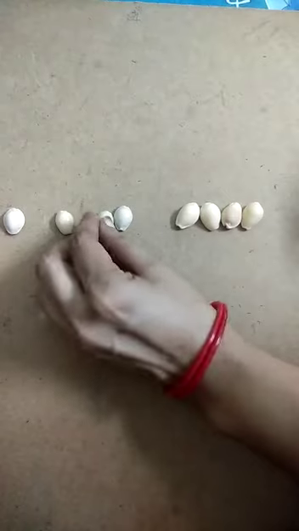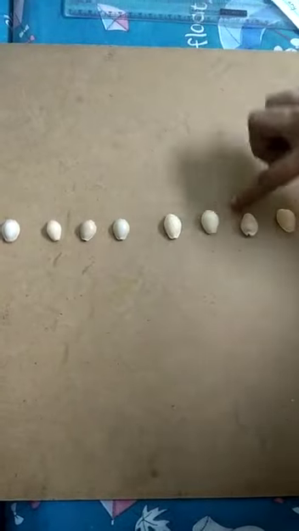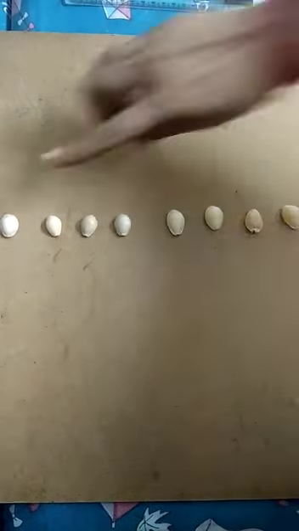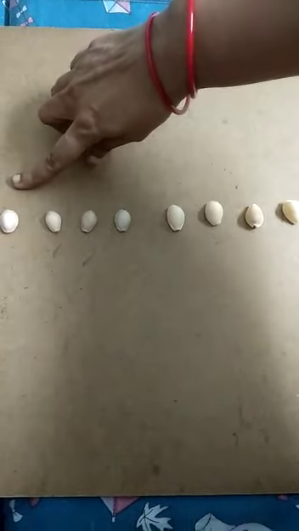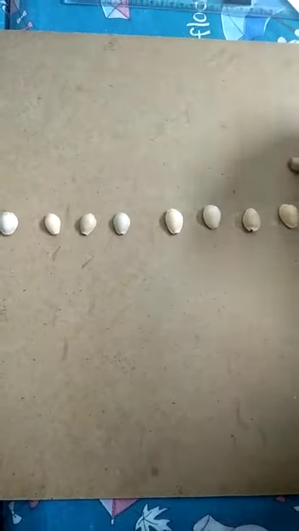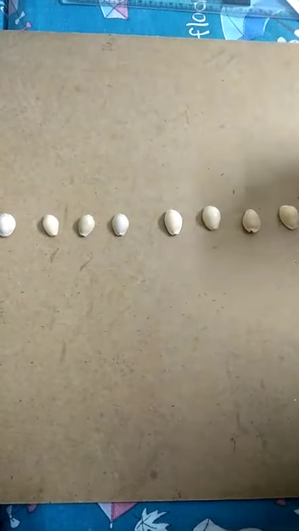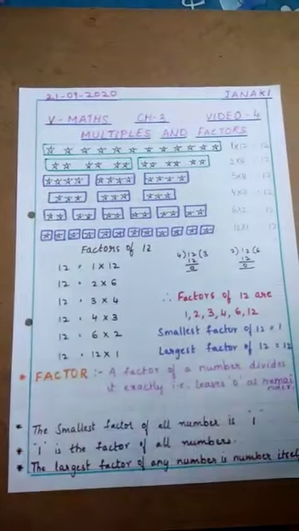And in another way, how can I give 1 to each child? So how many children can I give? 1, 2, 3, 4, 5, 6, 7, 8. Each one is getting one shell and how many children will get? 8. So this is equal to 8 into 1. So like this we can divide all the shells without any remainder. Now let us move on to the lesson here.